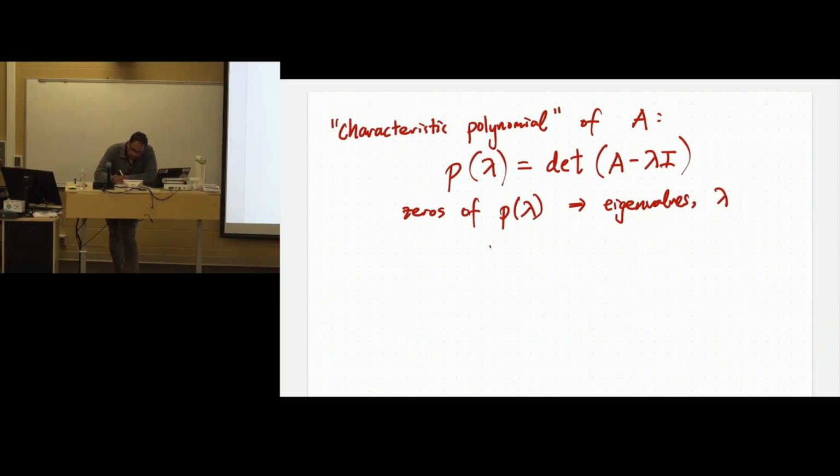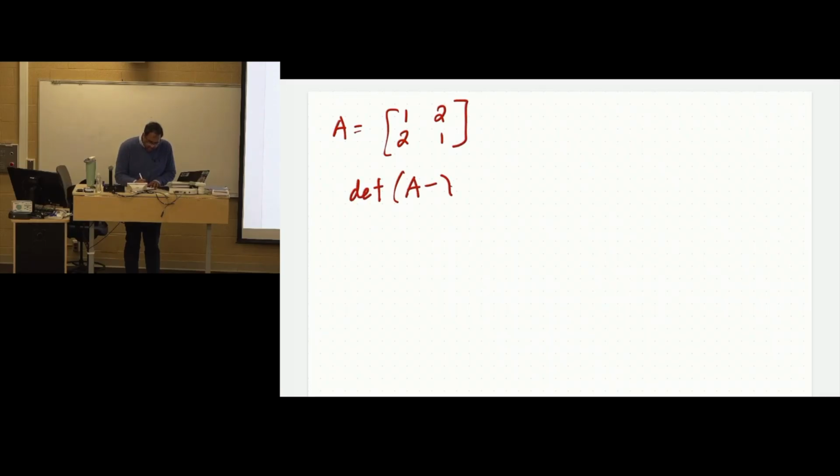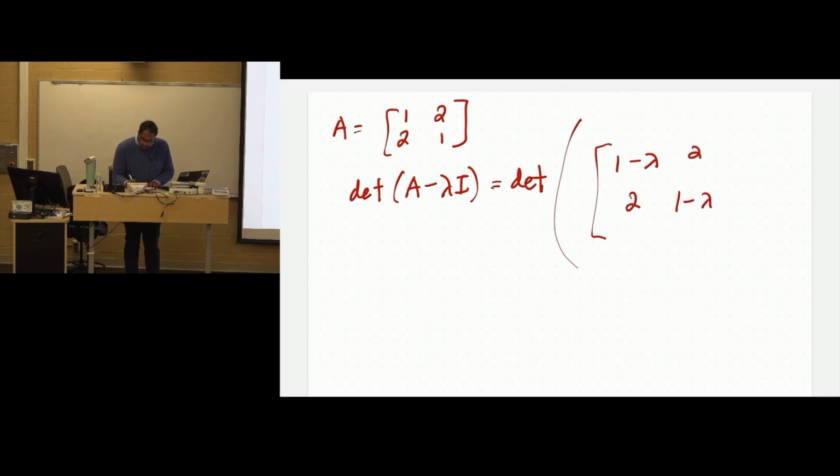That is, we're looking for where the determinant of A minus lambda I is 0. Okay, that's an abstract idea. Let's just make up a matrix and apply this idea to it. We'll stick with A equals 1, 2, 2, 1. The determinant of A minus lambda I is the determinant of this matrix: 1 minus lambda, 1 minus lambda, 2, 2.